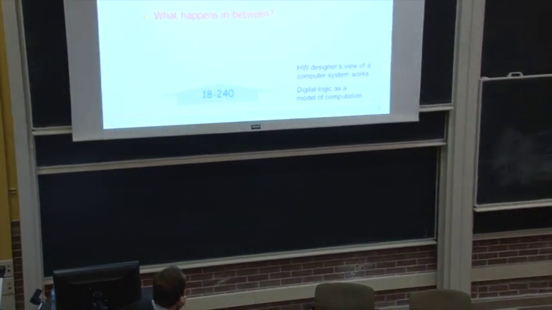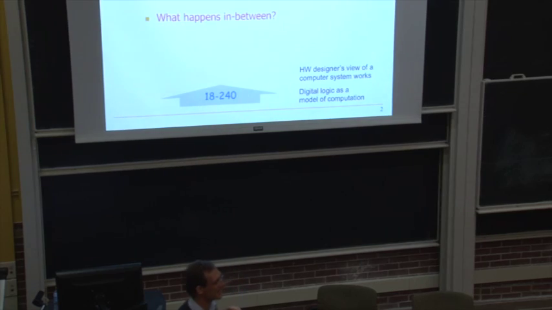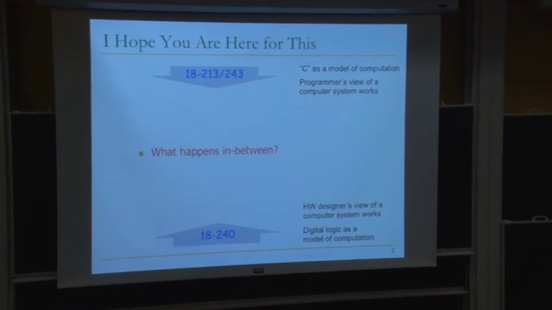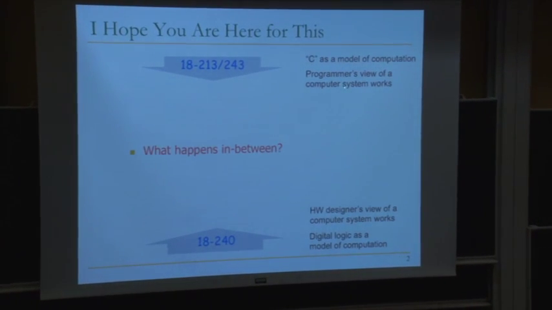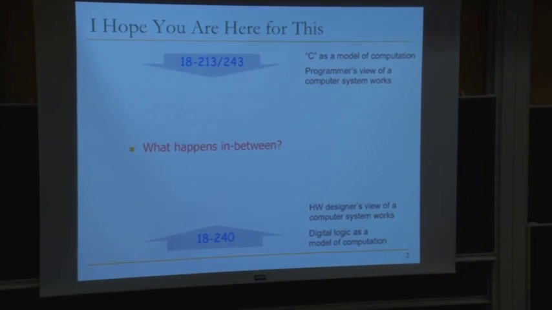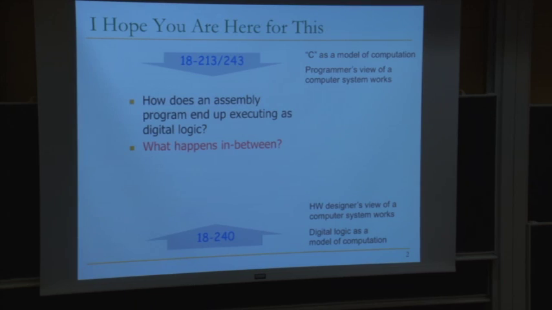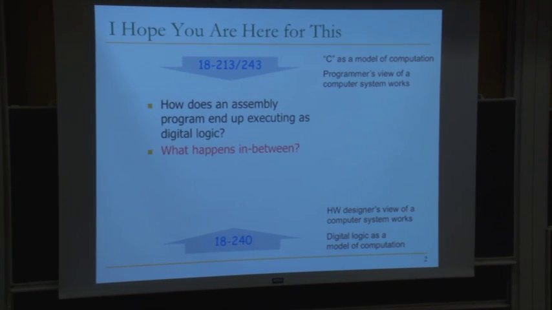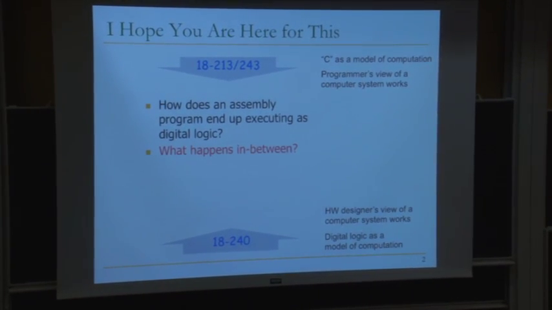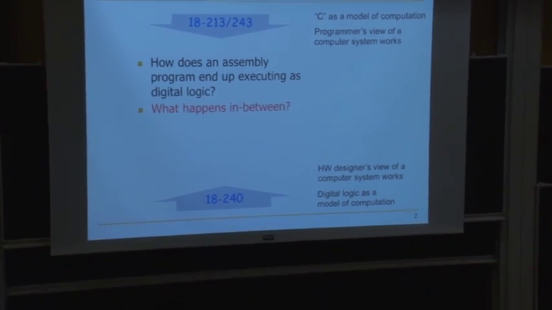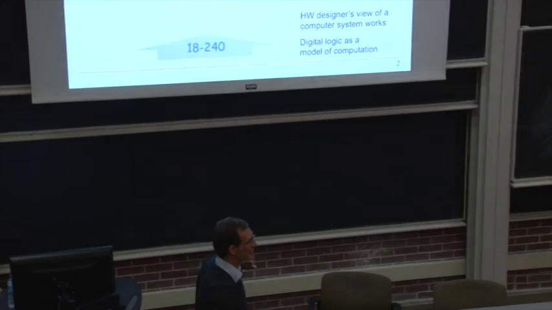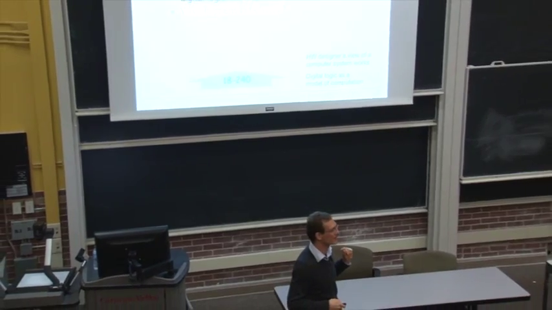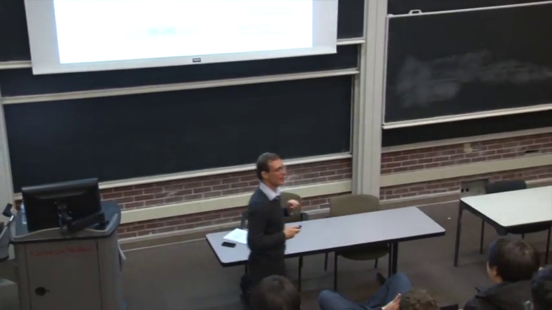In this course, we're going to bridge the gap, which is asking the question, what happens in between these two things? What connects the programmer's view of a computer system to the hardware designer's view of a computer system? So what happens in between? You have this assembly program. C eventually gets translated to assembly. And it ends up somehow executing on this digital logic, right? These gates. And how does an assembly program end up executing as digital logic? Hopefully we'll answer that question throughout this course.